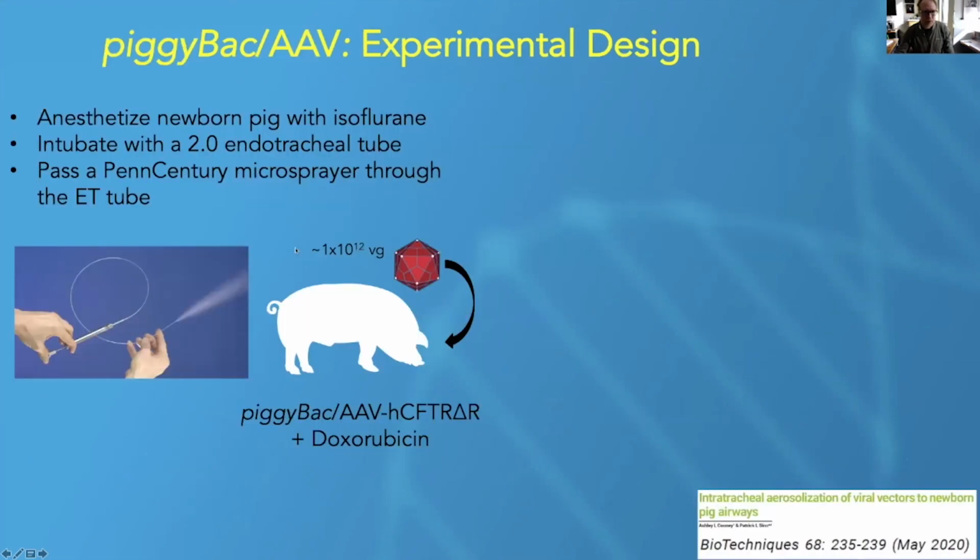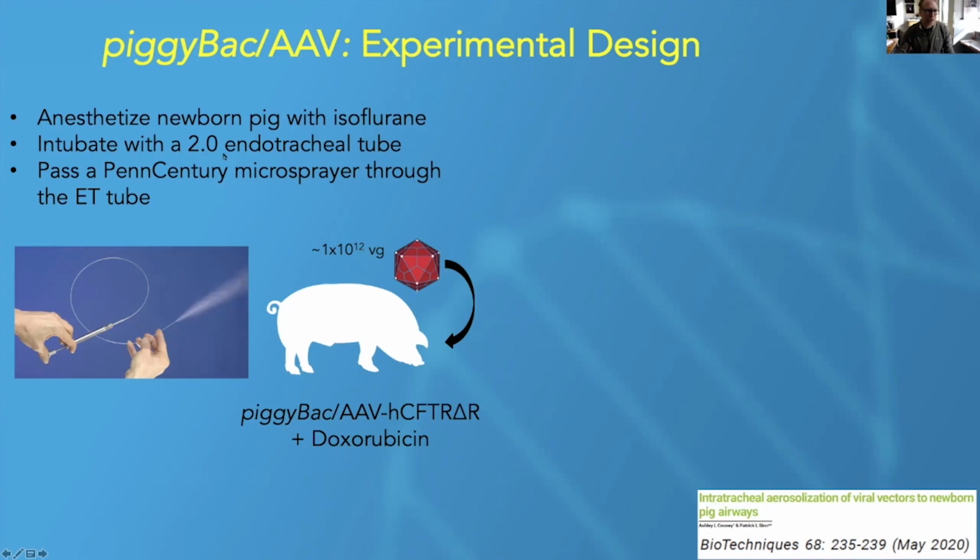So to deliver the AAV vector, this is basically our protocol. We recently published this in BioTechniques, if you're more interested in the details of our delivery protocol. But briefly, you anesthetize a newborn pig. These are one-day-old pigs that are roughly on average 1 kilo. They go down with a light plane of anesthesia with isoflurane.